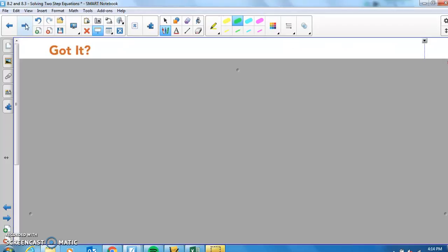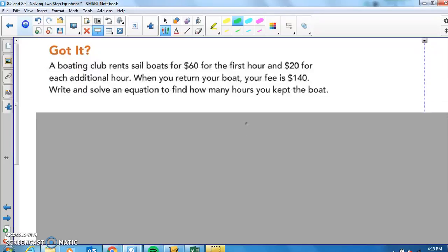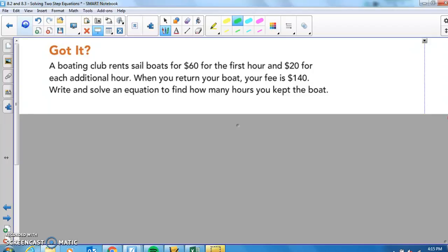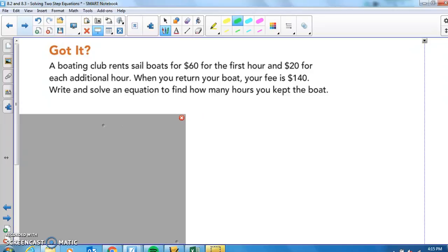All right, we're going to move on now to some more realistic, real-life type situations. We have a boating club that rents sailboats for $60 for the first hour and $20 for each additional hour. When you return your boat, your fee is $140. Write and solve an equation to find how many hours you kept the boat. Now, when you're solving equations that relate to word problems, you've got to figure out the unknown. You've got to think through the process. All right, we know our total fee is $140. So I'm going to put that equal to $140.